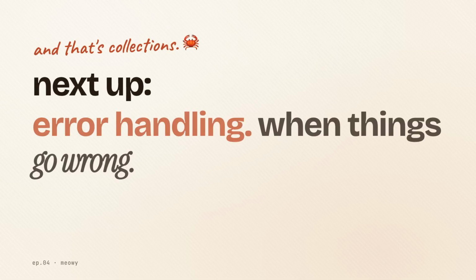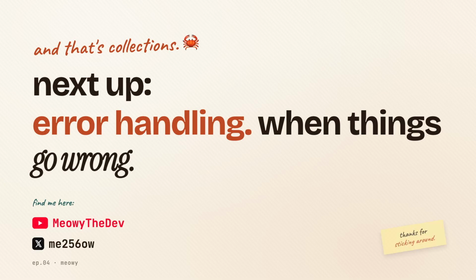That is all for collections: vector, string, and HashMap. These are 3 types and 1 set of rules. For the next one, we are going to talk about error handling and what Rust gives you when things go wrong.